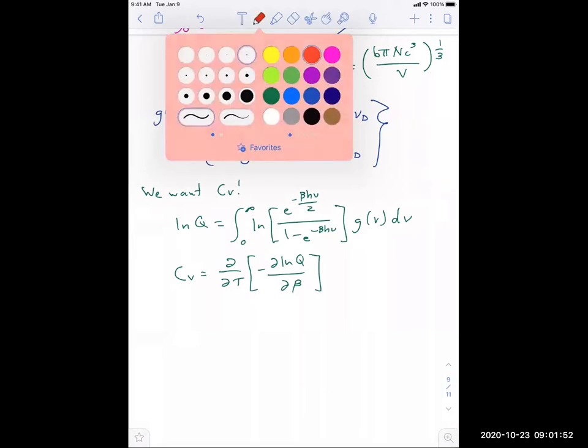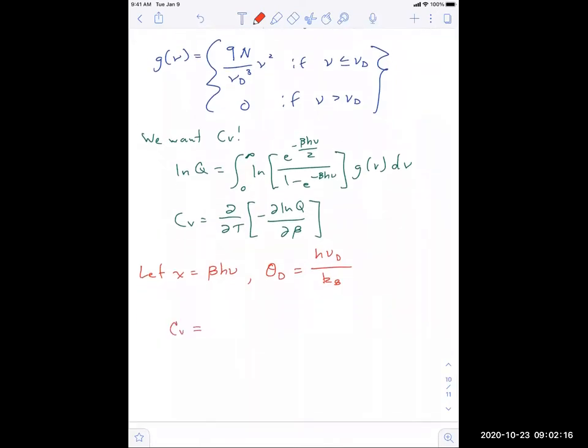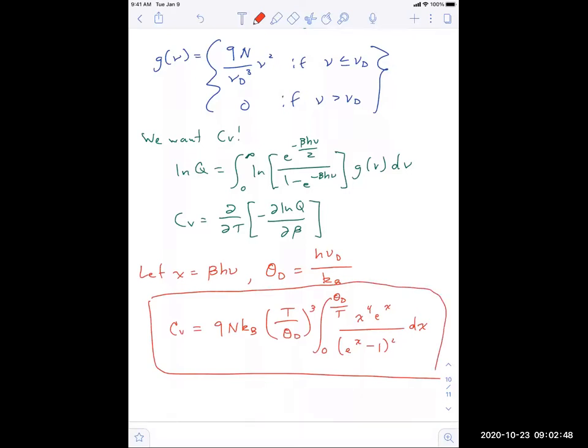And I'll save the trouble of a lot of messy math. If we let x equal this quantity beta h nu, we once again define a specific temperature, the Debye temperature, which is going to be h times this critical Debye frequency divided by Boltzmann's constant. Then we can rewrite a final expression for CV equals 9 N k_B times T over theta_D cubed times the integral from 0 to theta_D over T of x to the fourth e to the x over (e to the x minus 1) squared dx. So this would be the Debye model for the specific heat.